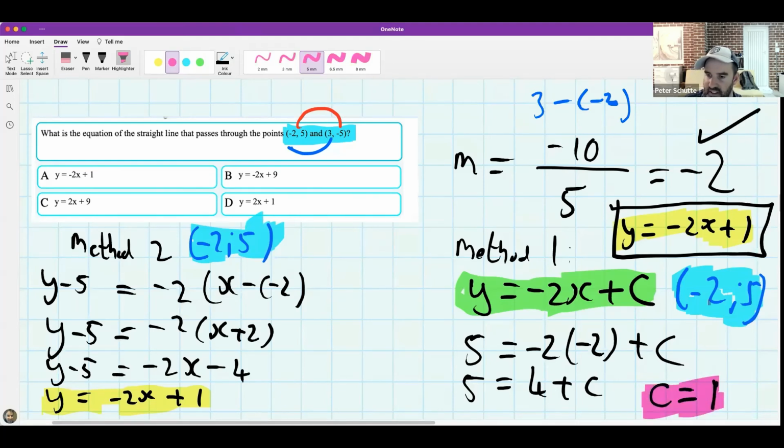And once I find C, that's the same value that's going to be in the final thing here. So minus 2x plus 1. If I use method number 2, I also get my gradient to start with. I also have to use the point, but in this case, I go x minus whatever the x coordinate is and y minus whatever the y coordinate is there. And so we should see the answer of minus 2x plus 1. The answer should be A.